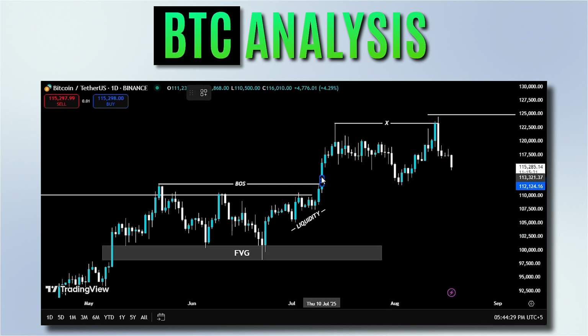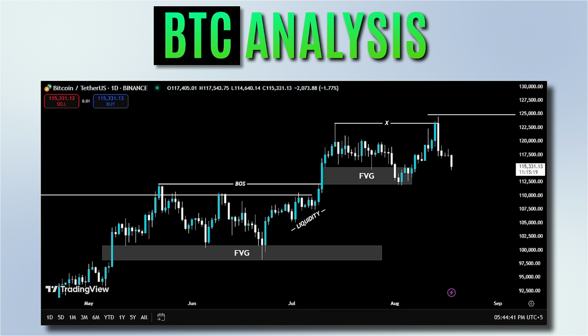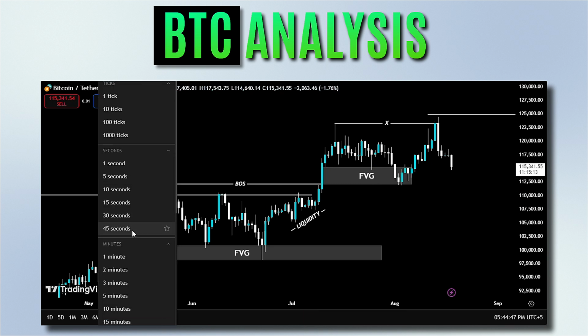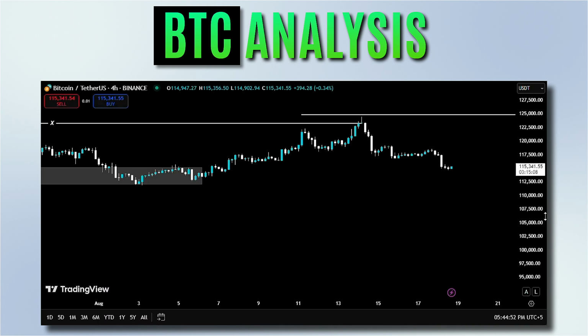The core of this strategy is the fair value gap, FVG. An FVG is a key inefficiency in the market, an area where the price has moved too quickly, leaving a gap in the price action. From an SMC perspective, these gaps often act as magnets, with the market returning to fill them before continuing its journey.